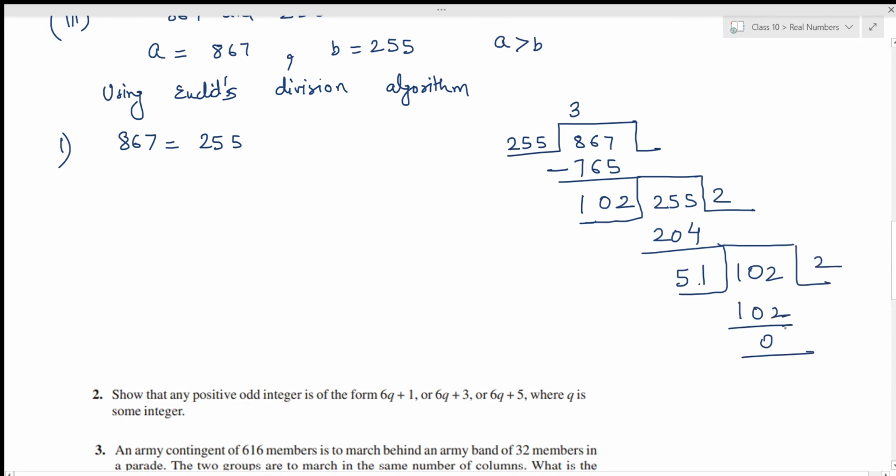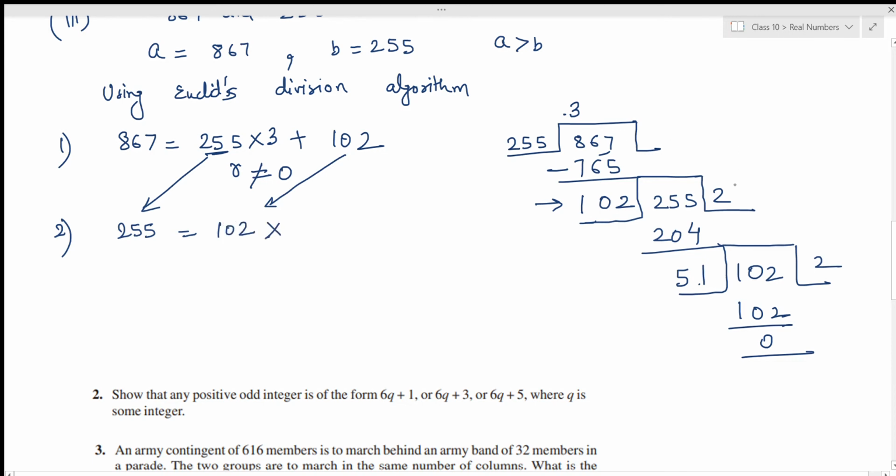So the remainder I got in 3 steps. So first step will be 867 is 255 into 3 plus this is the remainder 102. Here the remainder is not 0. So now this quotient will come over here, 255, that's the quotient. Its shift comes over here. Now I'll divide it by this number 102. So 255 is 102 multiplied by 2 plus 51. This is the remainder over again here. So remainder is not equals to 0.